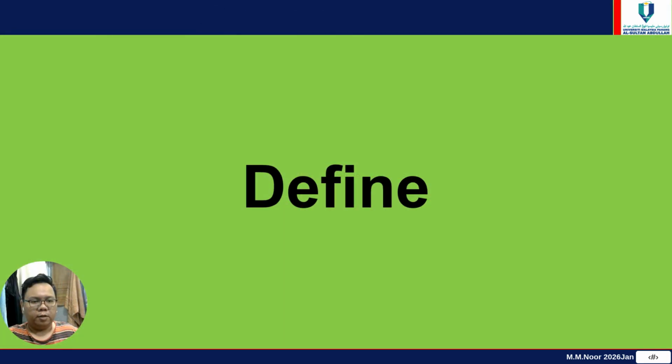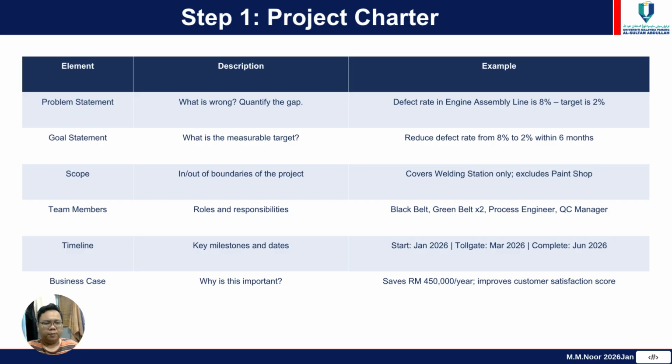The define phase establishes the foundation of the project. During this phase, we identify the problem, determine project goals, define scope, and understand customer requirements. The project charter serves as the roadmap for the project. The problem identified is an engine assembly line defect rate of 8%, while the target is only 2%. The objective is to reduce defects from 8% to 2% within 6 months.